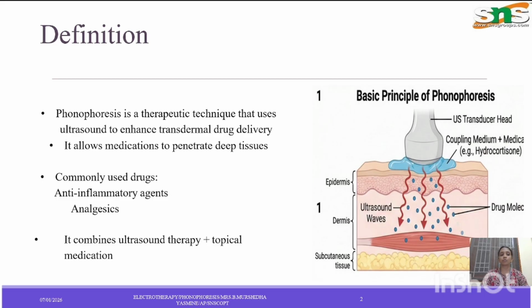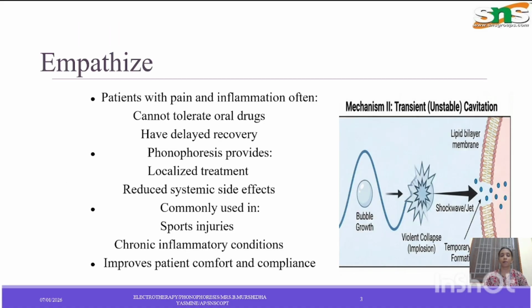Commonly used drugs in phonophoresis are anti-inflammatory agents and analgesics. So it combines ultrasound therapy plus topical medication application. So this is about phonophoresis. Phono means sound, phoresis means penetrating. So the sound waves penetrating the drugs into the deep tissue is called phonophoresis.